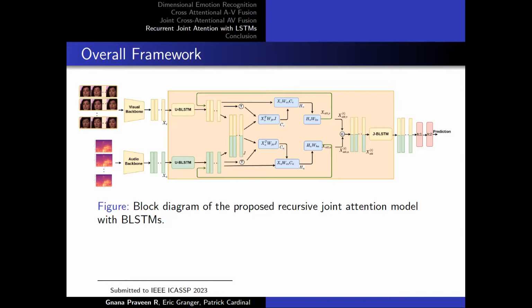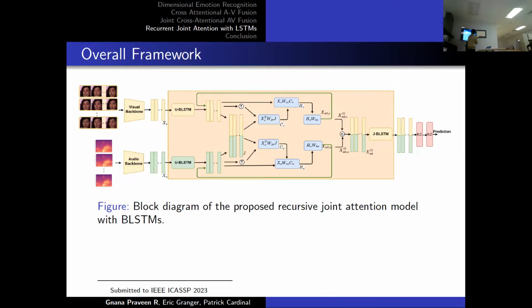So if you look at this block diagram, you always have a series of feature vectors here and here, here. So it's not just one feature vector with the fusion part and LSTM.